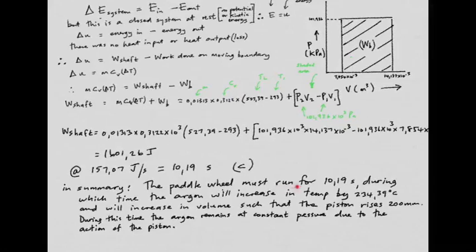The paddle wheel must run for 10.19 seconds, during which time the argon will increase in temperature by 234.39 degrees C. That's if you take the difference between those two values. It will also increase in volume such that the piston rises 200 millimeters. It went from 250 to 450 height. During this time, the argon remains at constant pressure. We know why that is. Remember, it's a constant pressure device due to the action of the piston.